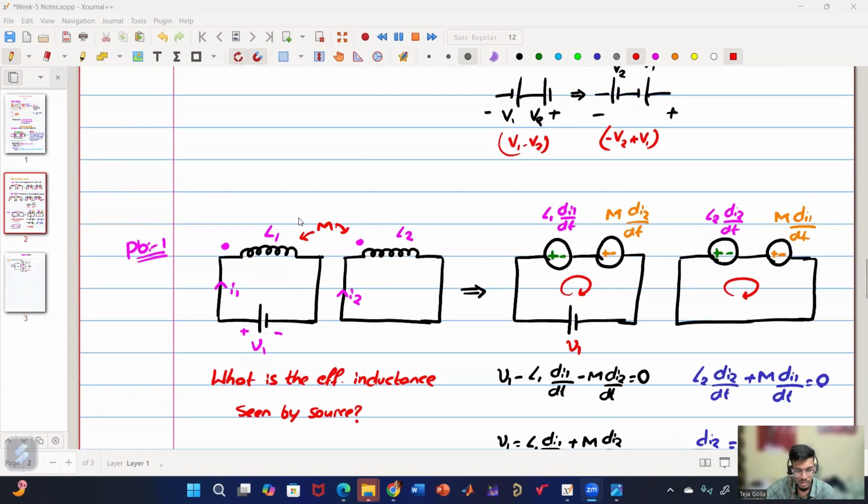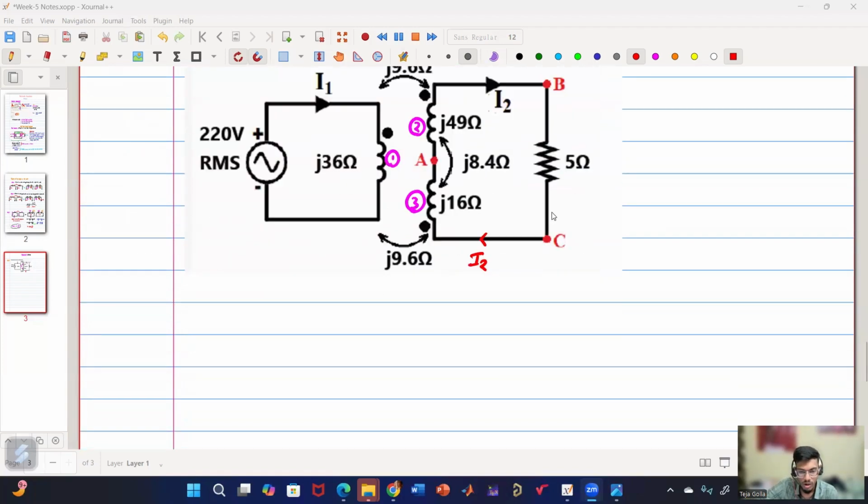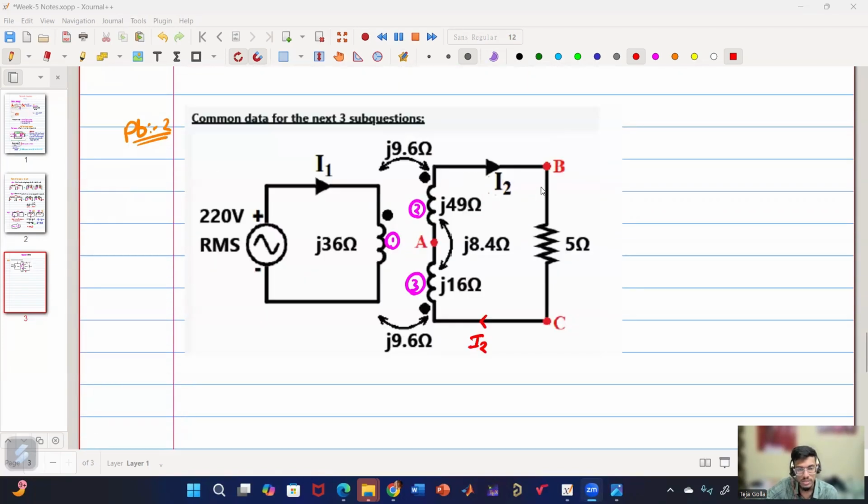Here we have two coils, one mutual. Here we have three coils and three mutual. So that's why it is a little bit difficult, or I could say there are more sources. Everyone got it? Why we have three sources? Yes, sir.